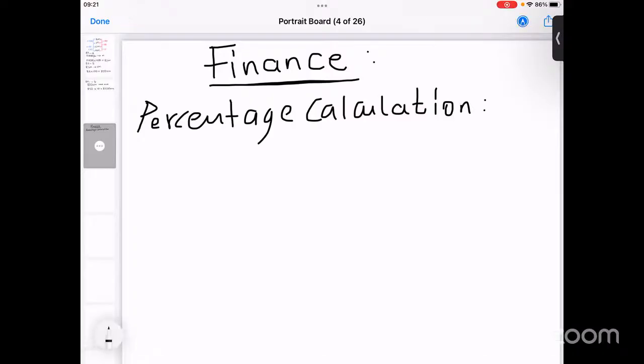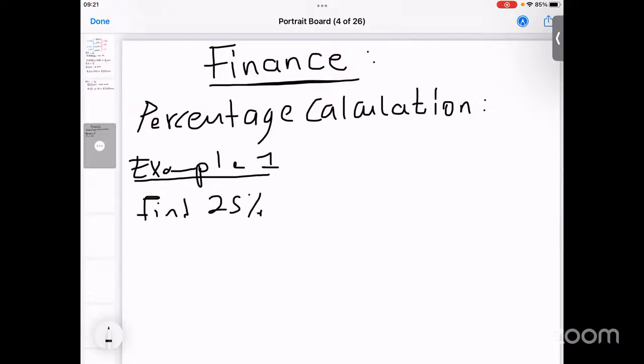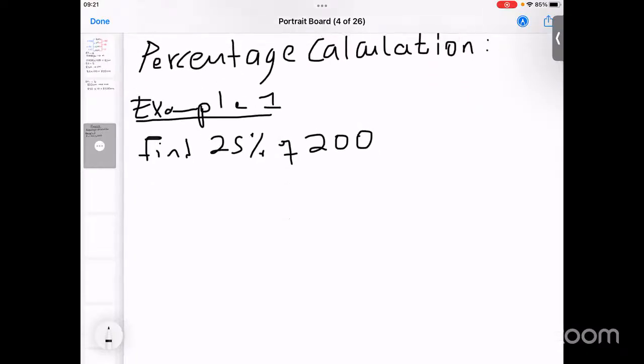I'll just keep it simple, honorable member, and say maybe example number 1. Yes, let's start with example number 1, where let's say find 25% of 200. Yes, it is a question which says find a percentage of 200. So the question now is, how are you going to calculate it?